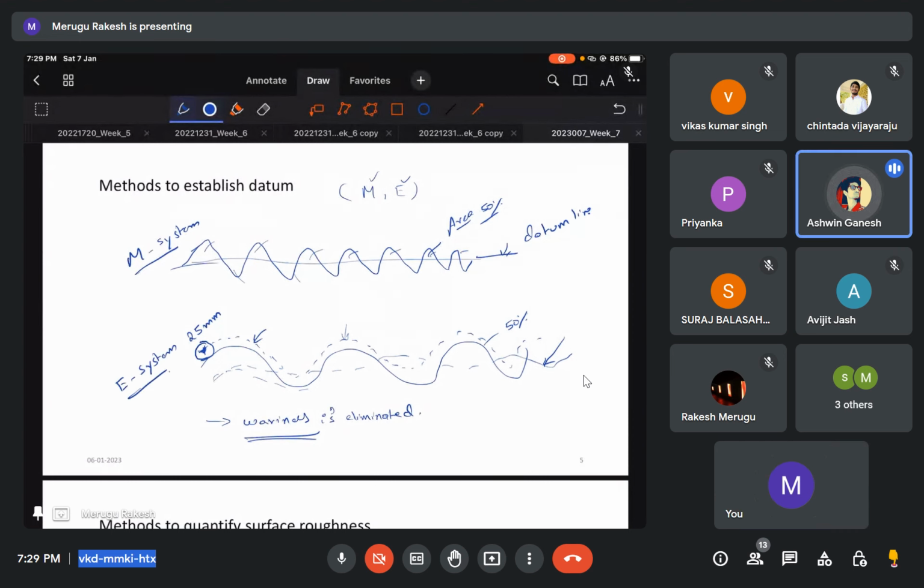Sir, in the M system, is it always a straight line, or can it be a bit wavy? This is a straight line completely. This system is also called the center line average method, or the mean line method. So it's completely straight. But in the E system, it will be wavy. Yes, it's wavy, or it's an envelope, you can say. The E system is also called the envelope system. This M system is nothing but the mean line system.